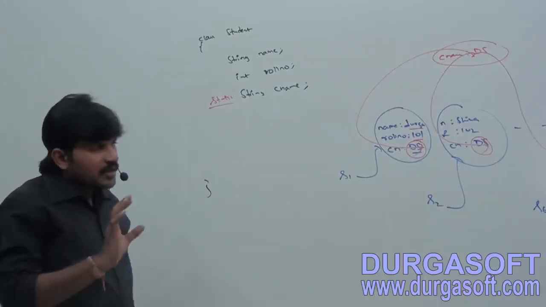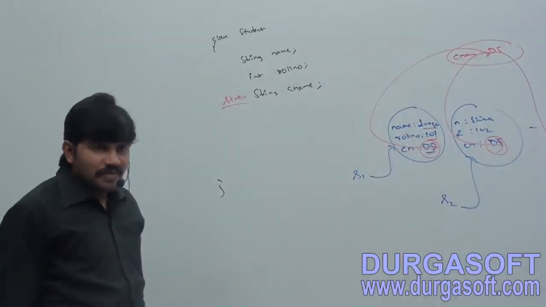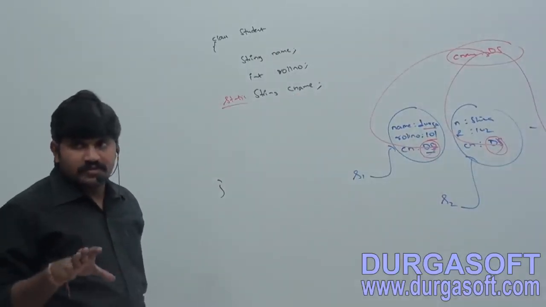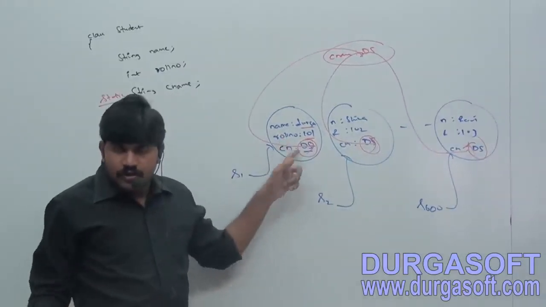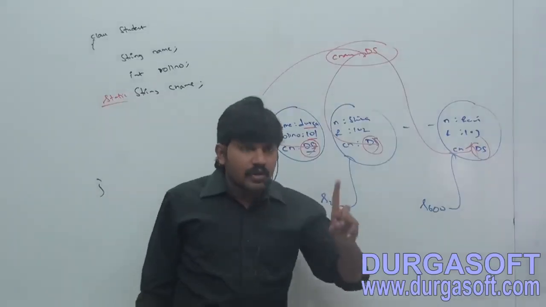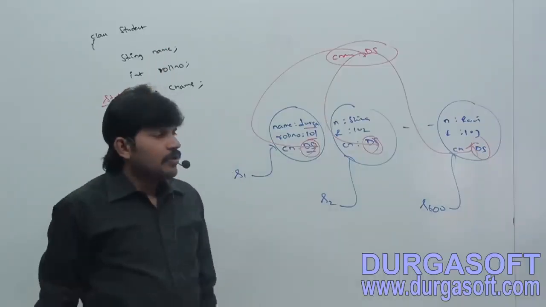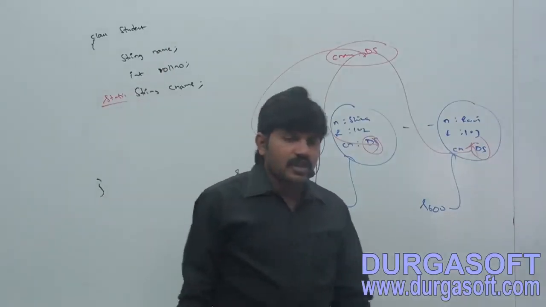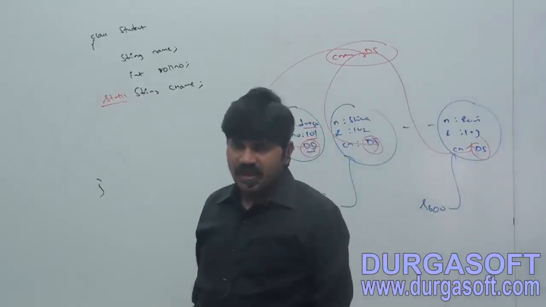Sir, what is an instance variable, what is static? Can you tell the basic difference between an instance variable and a static variable? If it is an instance variable, how many copies will be created? For every object, a separate copy. If it is a static variable, how many copies will be created? Only one copy will be created at class level, right? Are you getting?